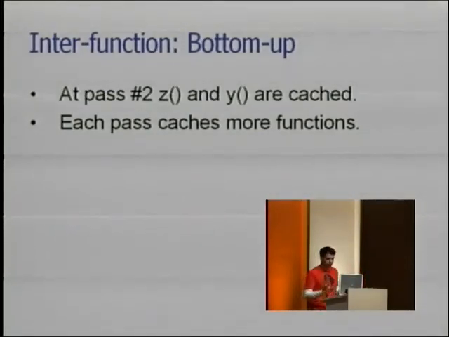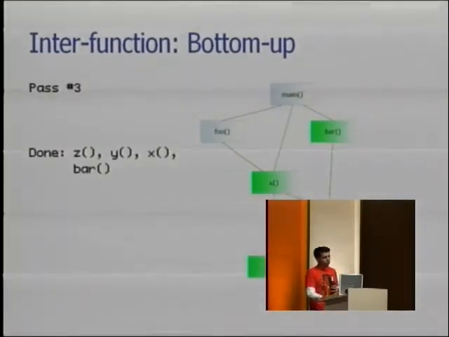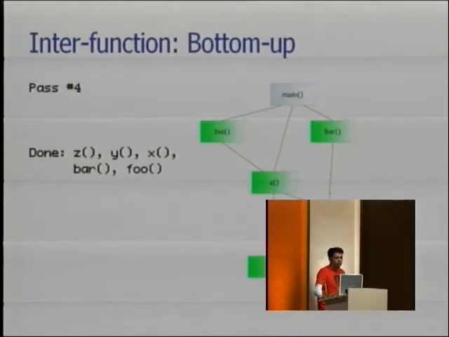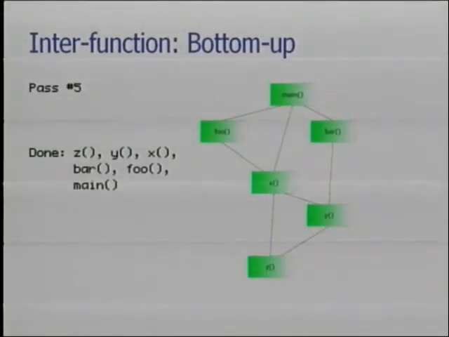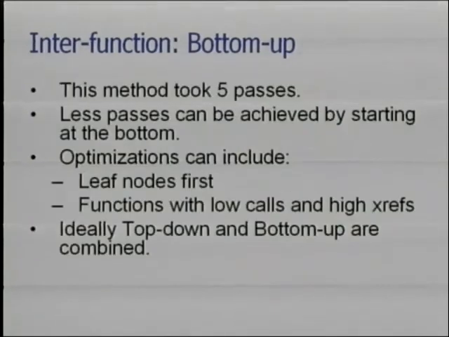So I'm not going to step through it again and again, but after the third pass, this is what you're going to get. After the fourth pass, you solve all this, and after the fifth pass, this is what you have. And this again went through multiple iterations, and it's not the most efficient way to do it. It took 5 passes. So this is called bottom up because you solve all the functions at the bottom, and it kind of bubbles up like it's boiling.